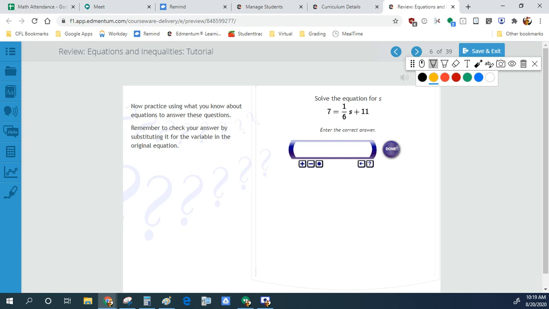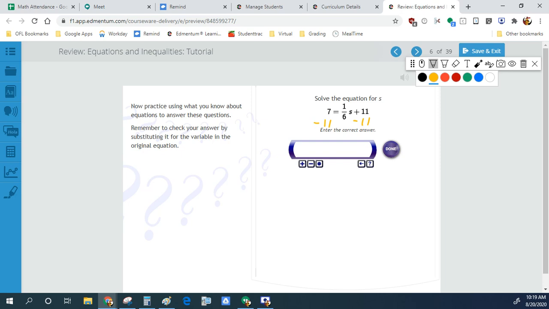Anybody else want to give it a try? But that's a good point. If you're adding, you do want to put an invisible one. Right now, we're not adding. We want to get rid of this 11. Subtract 11 from both sides. Yep, so Angie's got it. We want to subtract this 11 from both sides. So first we're going to do that.